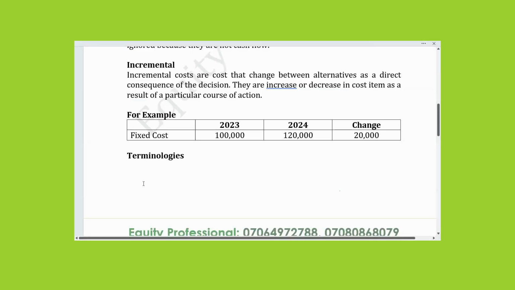I just want to confirm, we're talking about incremental in a situation where the change is of lesser effect, let's say a reduction. What happens? So that would be a decremental. We have incremental, we also have decremental. That's why we said incremental costs are costs that change between alternatives as a direct consequence. It could be an increase, it could be a decrease. If it's a decrease, it's decremental. With an increase, it's an incremental cost. So it's still relevant, of course, just a reduction.